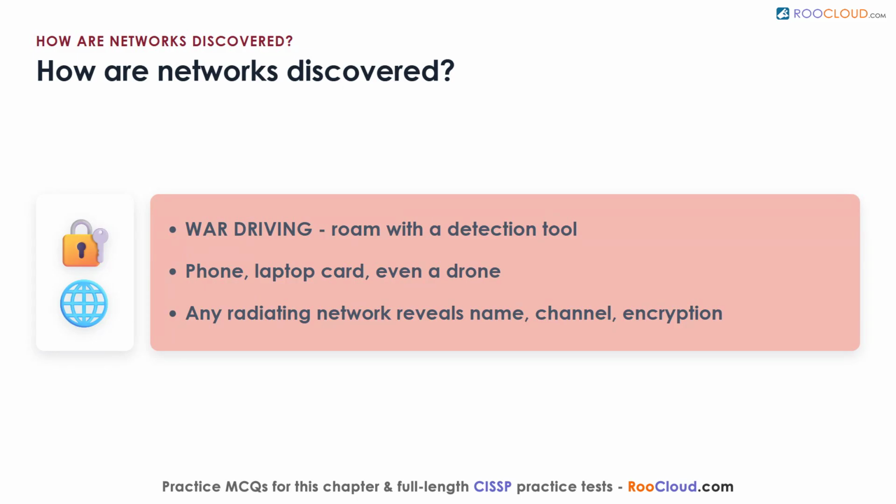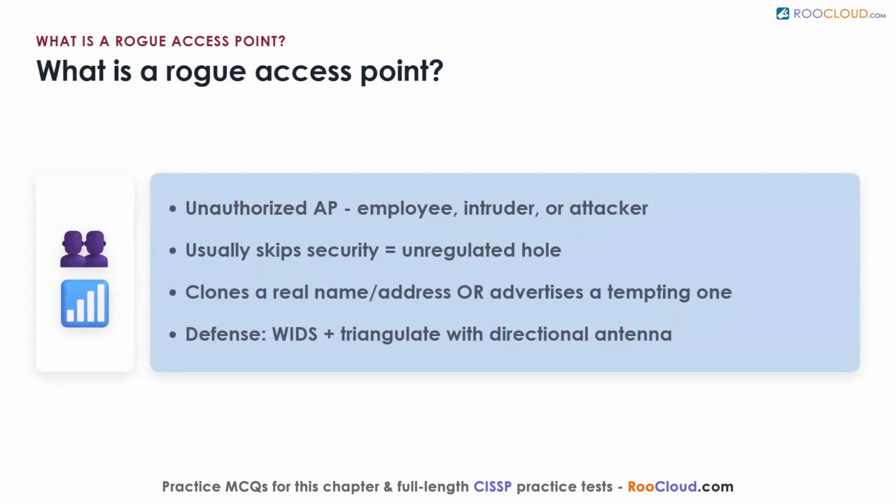A scanner reveals the network name, its channel and frequency, and what encryption, if any, is in use. Think of a burglar strolling a neighborhood, quietly noting which houses have alarms and which leave the windows open. What is a rogue access point?